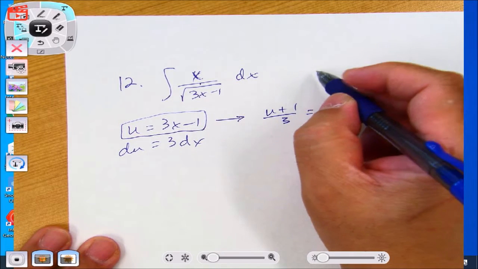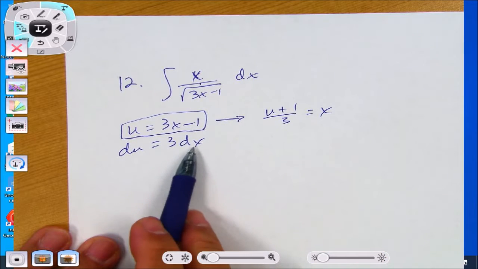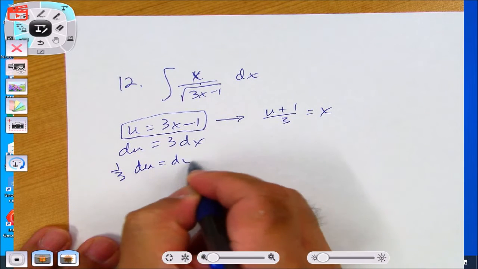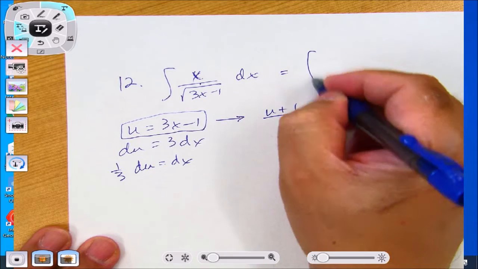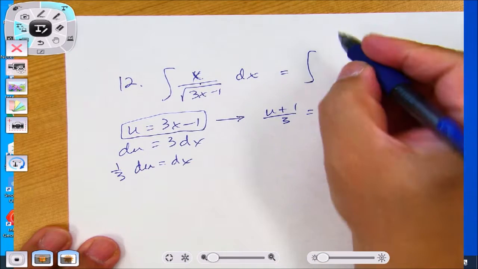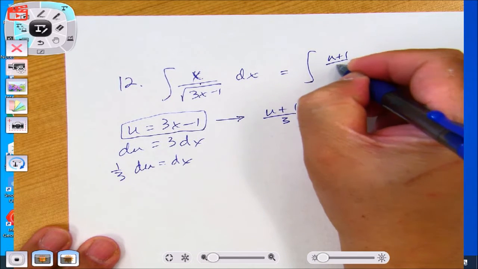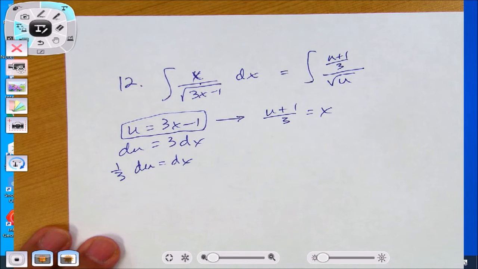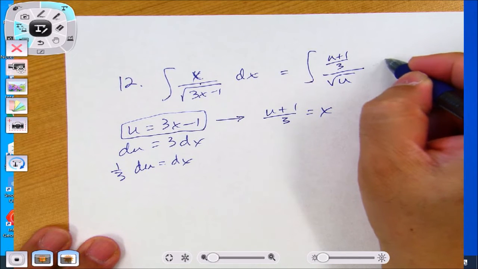So when I substitute this, well, first of all, let me solve this for dx. You get 1/3 du equals dx. So now I do the substitution. For the numerator, I get u plus 1 over 3. For the denominator, I just got square root of u. Did you end up with the square root of u in the denominator? Okay. And then the dx is 1/3 du.